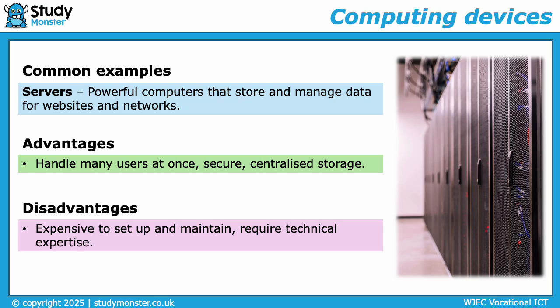Final computing device is going to be our servers. So servers are powerful computers that store and manage data for websites and networks. Servers can look just like your computer under your desk at school, like in a tower. They can also be sort of like a horizontal server inside of a server rack in a server room. But basically, it is a powerful computer that is designed to serve other devices on a network.